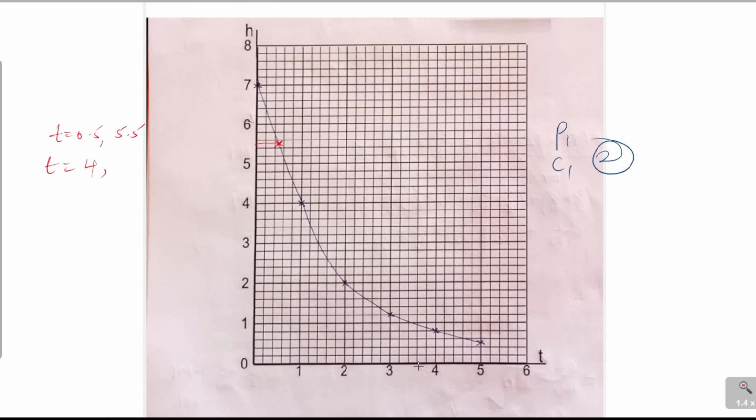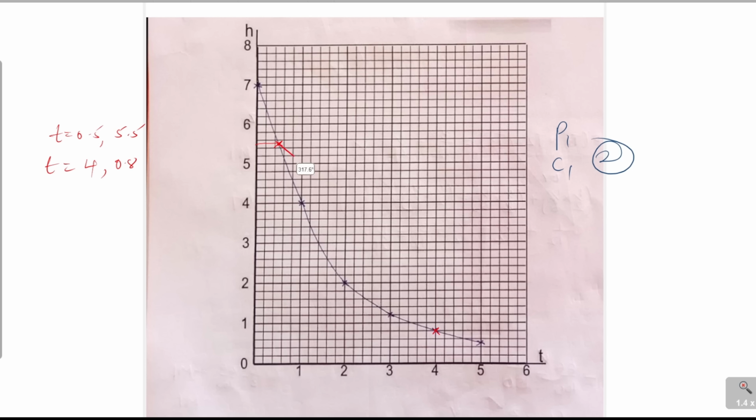Then when t is equals to 4 is here, then you read the corresponding y value. So at 4, you can see this is 0.8. Let me mark it. It is here. When t is equals to 4, h is equals to 0.8. Now to get the average rate of change, you simply need to get the gradient between t equals 0.5 and t equals 4.